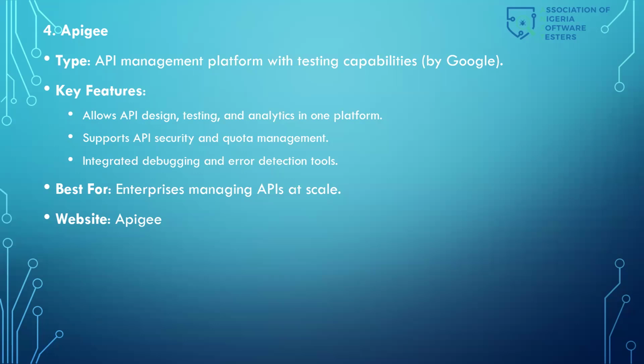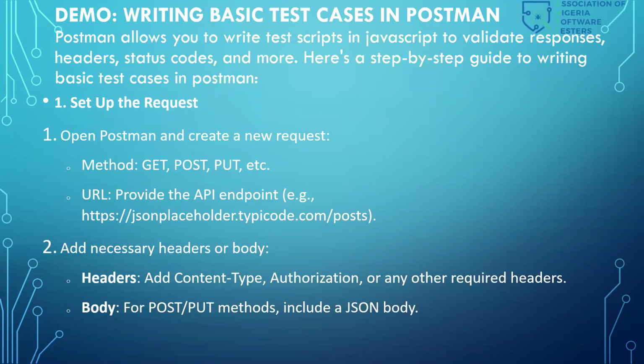This supports API security and quota management. It also helps in integrating debugging and error detection tools. So this one is best for enterprises managing APIs at scale. Meaning that if you have a company or a consultancy managing APIs on a big scale, maybe for larger companies, like 10 companies or 50 companies, then this is a go-to tool for you.